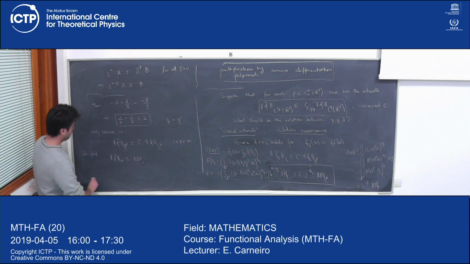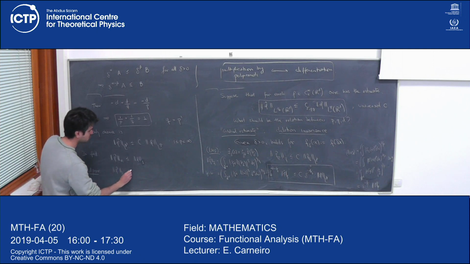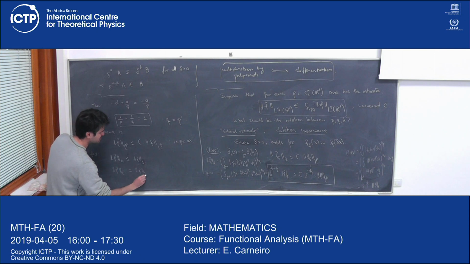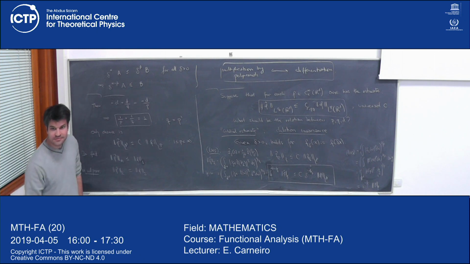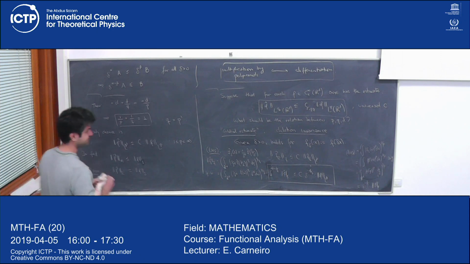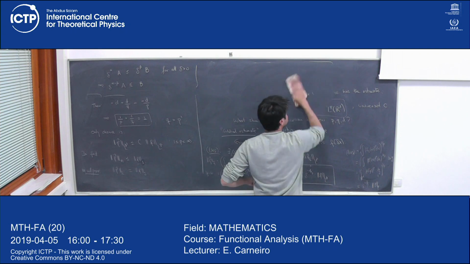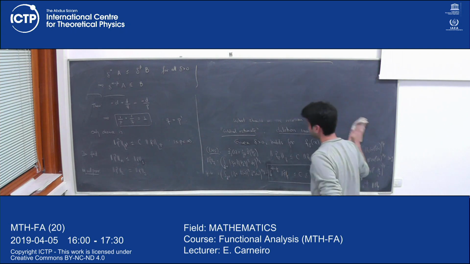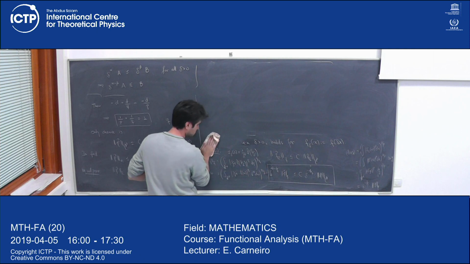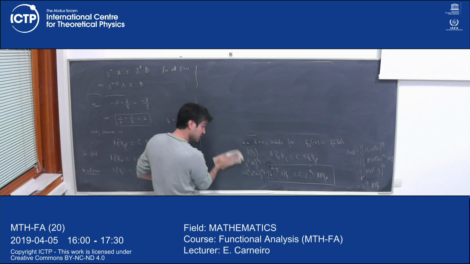Then we will prove later today that the Fourier transform is an isometry in L2, that preserves the L2 norm. Okay. Now, is there an interpolation theorem that gets this?